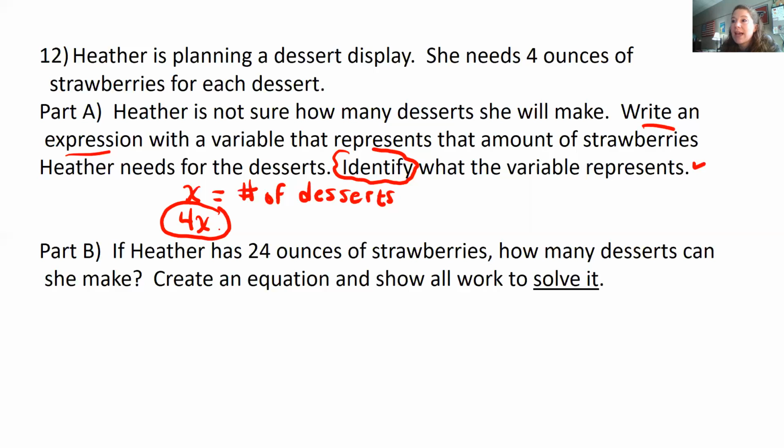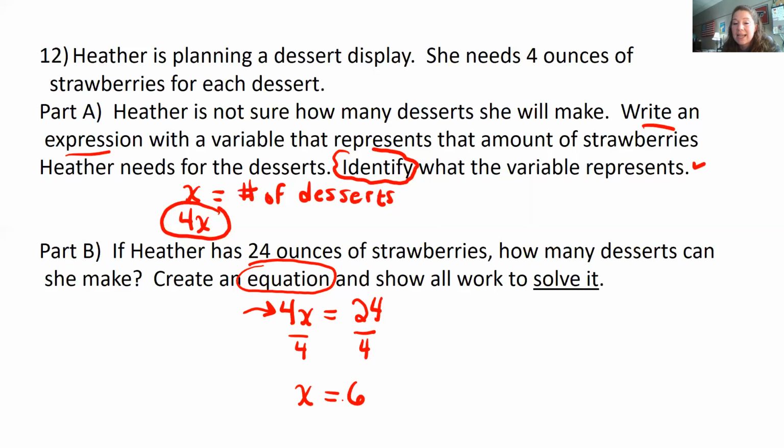Now I'm saying, what if Heather has 24 ounces of strawberries? How many desserts can she make? So now I have a total number of ounces. So we're going to take our expression, we're going to set it equal to 24, and now we have an equation. An equation has an equal sign, right? So this is my equation, and now it says show all work to solve it. So how do you get rid of times 4? We would divide both sides by 4. So x is equal to 6.